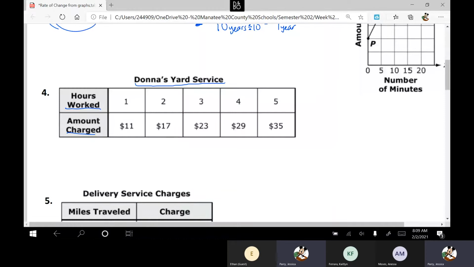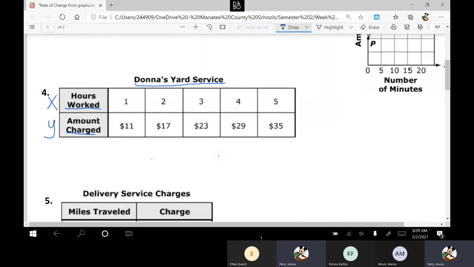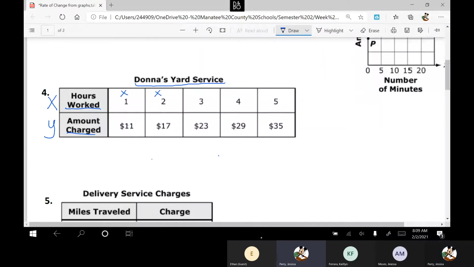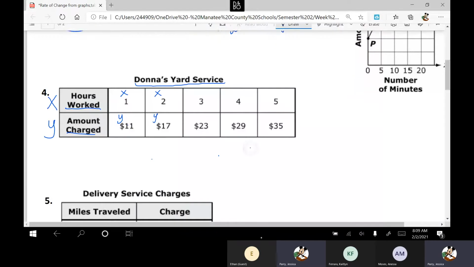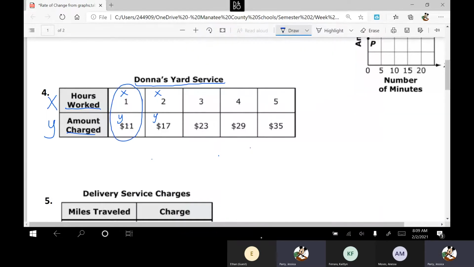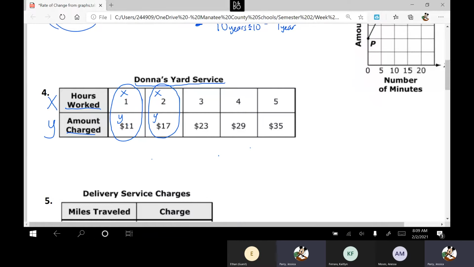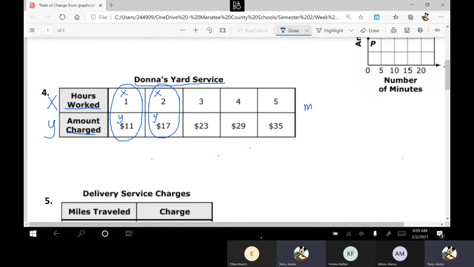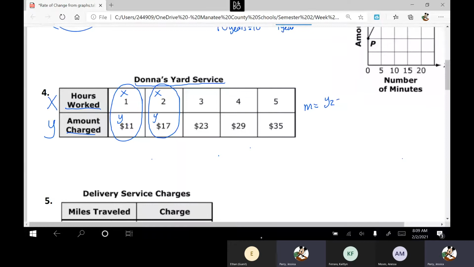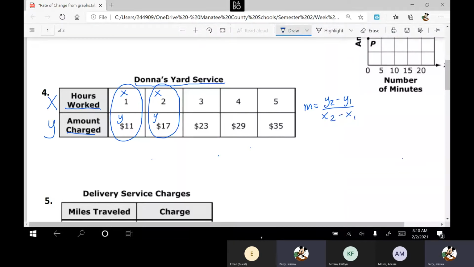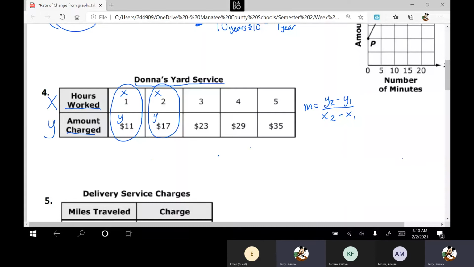So let's first label with X and Y. First is X, then Y, okay? So if you want, you can put it next to it. These are the X's, and these are the Y's, okay? This is one point, this is another point. This is where we're going to use the slope formula. That slope formula equals y2 minus y1 all over x2 minus x1, which we did last week.